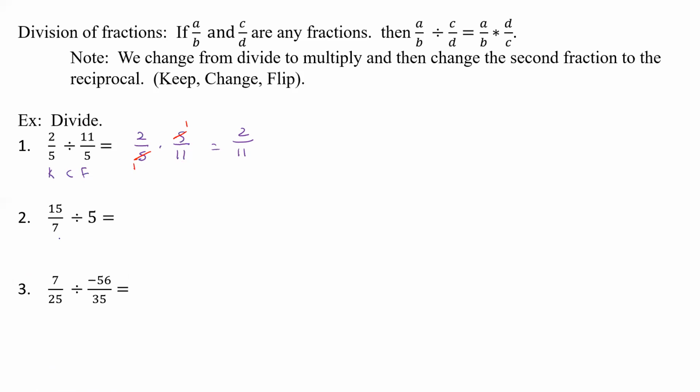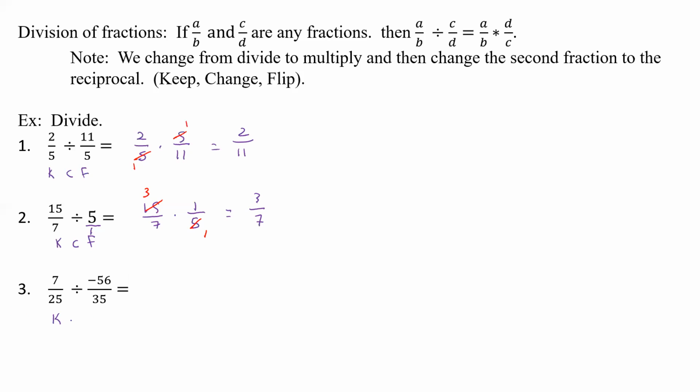All right, what about this one? Well, we're going to keep, change, and then flip. So keep the first one, 15 over 7, change to multiply. Now remember, this is 5 over 1 because it's a whole number, and so that becomes 1 over 5. Okay, now it looks like we can do some cancellation. 5 goes in here once, 5 goes into 15 3 times, and that gives us finally 3 over 7 as our solution, because 3 times 1 is 3, 7 times 1 is 7.